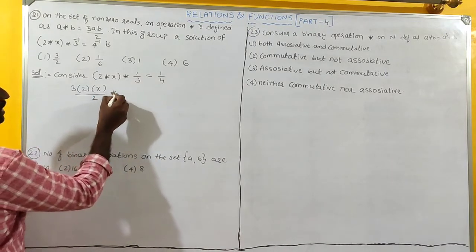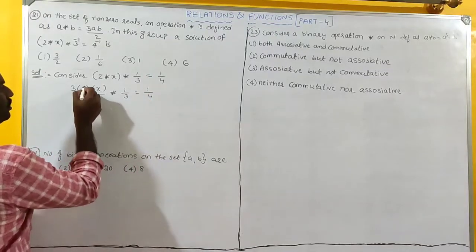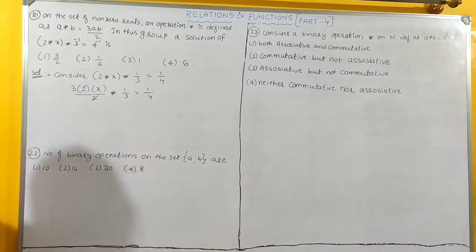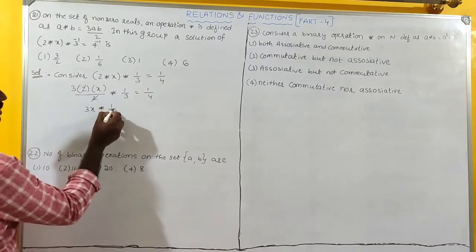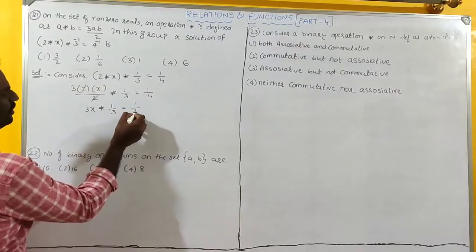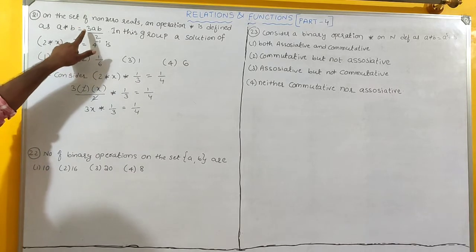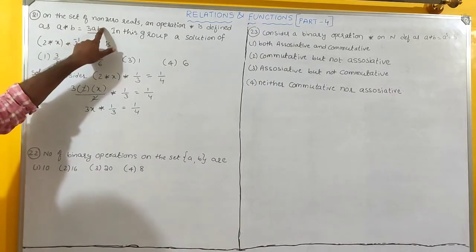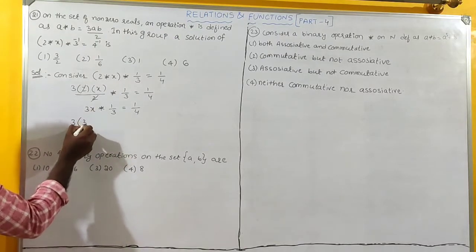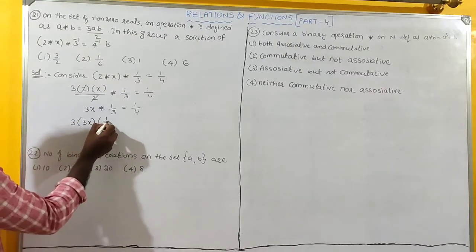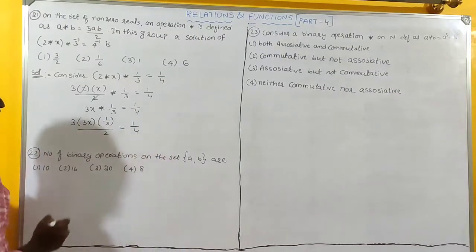Again, star 1 by 3 equals 1 by 4. Now 2 gets cancelled. Now what is remaining? 3x star 1 by 3 is equal to 1 by 4. Again star is there. What is the star meaning? 3 into first value, second value by 2. 3 into first value is 3x, second value is 1 by 3, by 2, that equals 1 by 4.